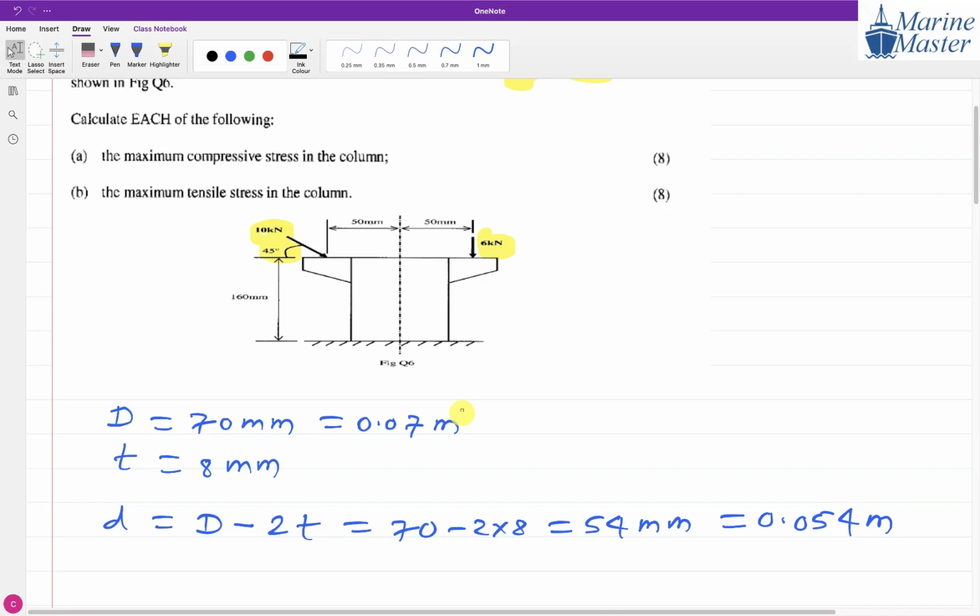So do we need to draw the diagram? No, not yet. No drawing, only write down these 3 things. I will tell you which diagram we have to draw. I am going to draw that diagram, and then you have to draw, because here the most important thing is components of a force.